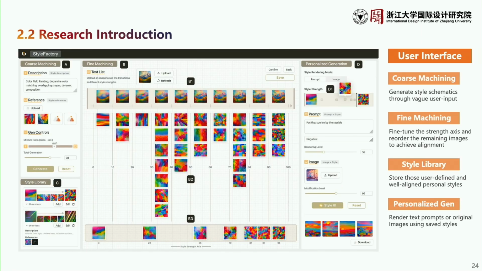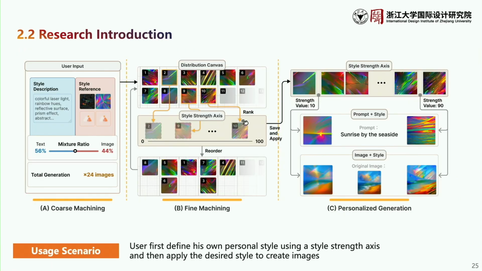Here's the interface of our system. It consists of coarse matching, fine matching, style library, and personalized generation parts. Let's see how it works. First of all, the user needs to input a text description or upload some image references. Then our image generation module will generate 24 images. This step we call coarse match.